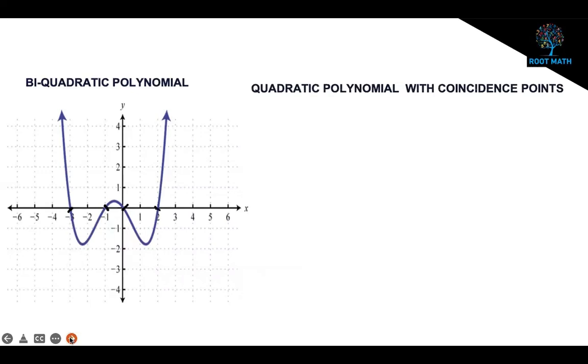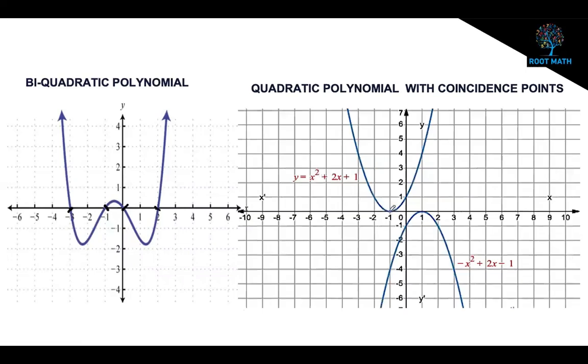Next is quadratic polynomial with coincidence points. Sometimes the polynomial may intersect the x-axis at the same point, like here x is equal to, you can see here -1. The curve is intersecting at -1 only, but it is a quadratic polynomial, which means that definitely it should have 2 zeros, which means that the x value, what it takes is -1 and -1. We want to consider both as a single point only. So these two examples tell you the quadratic polynomial or any polynomial may have the coincident points also as zeros.